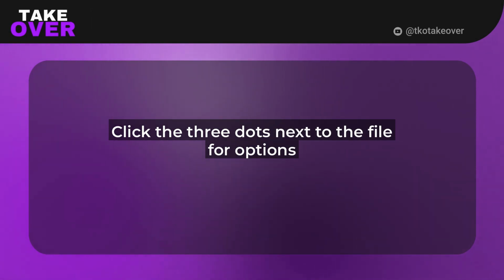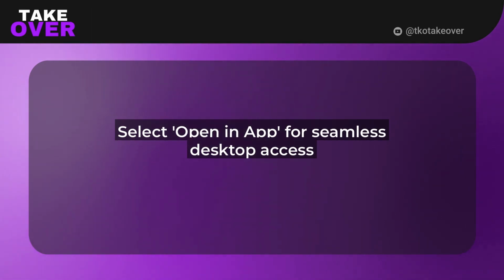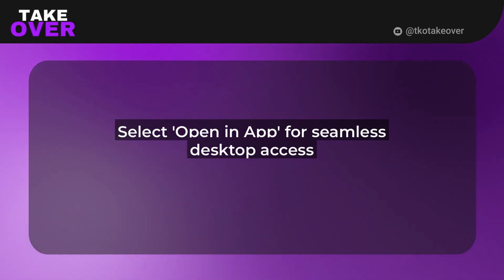Now, locate the specific file you want to open. Hover over it and click the three dots that appear next to the file name. From the drop-down menu, look for the Open in App option. In 2025, Microsoft has made this even smoother with faster loading times and better integration. Select it, and your desktop app should launch automatically.